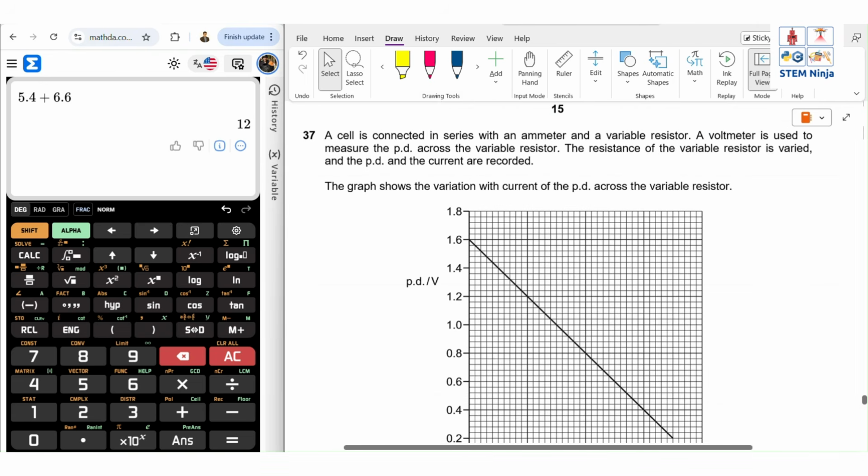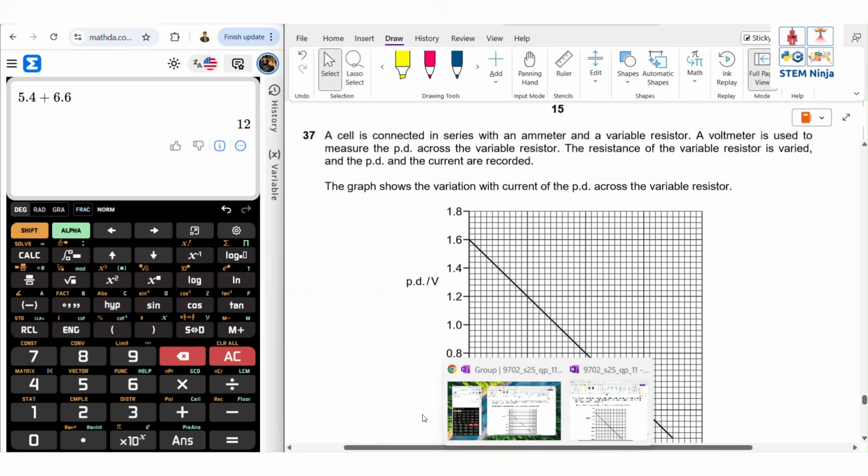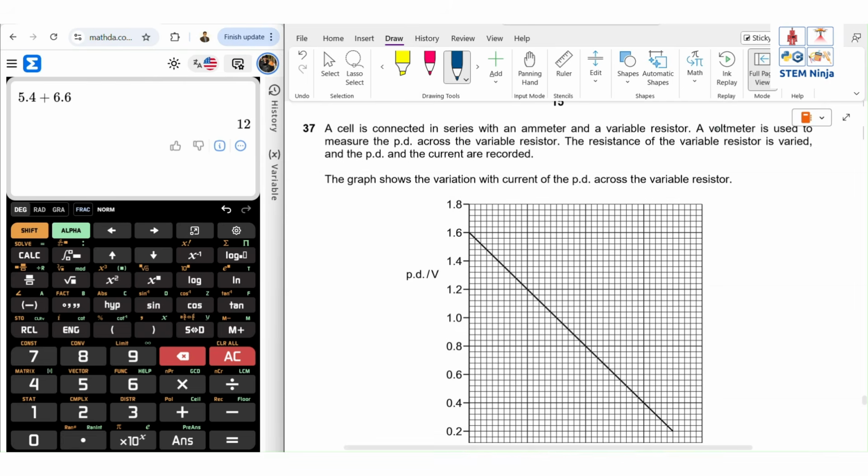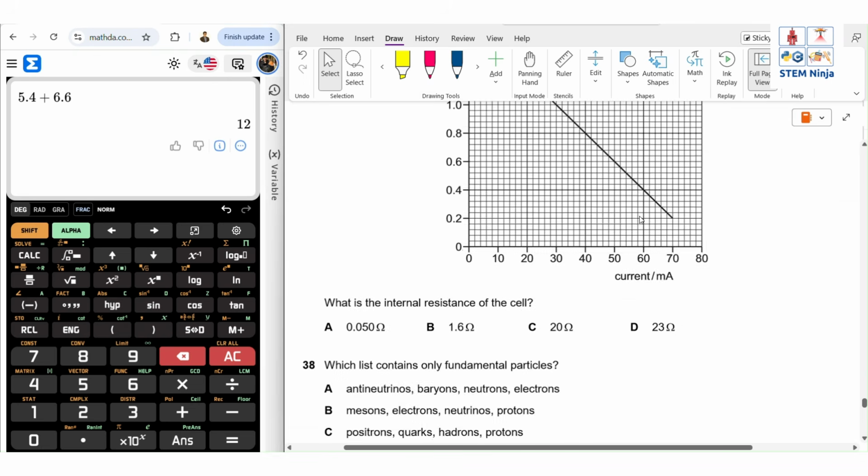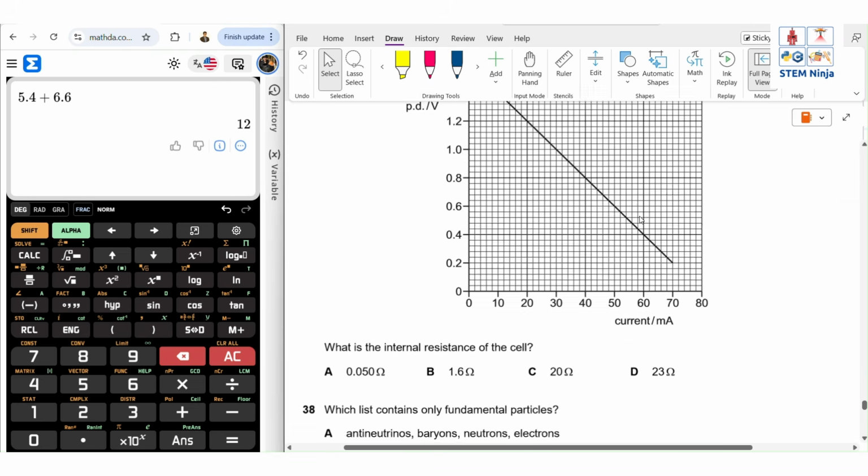Okay, so a cell is connected in series with an ammeter and a variable resistor. A voltmeter is used to measure the potential difference across the variable resistor. The resistance of the variable resistor is varied, and the potential difference and the current are recorded. The graph shows the variation with current of the potential difference across the variable resistor. What is the internal resistance of the cell?